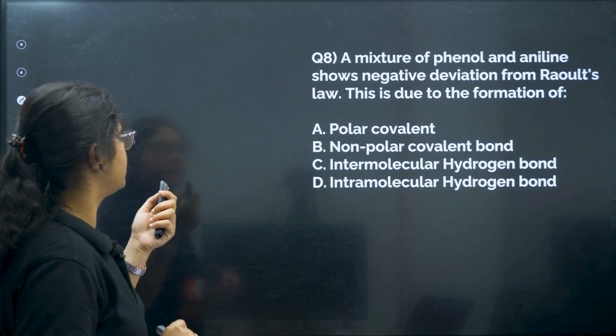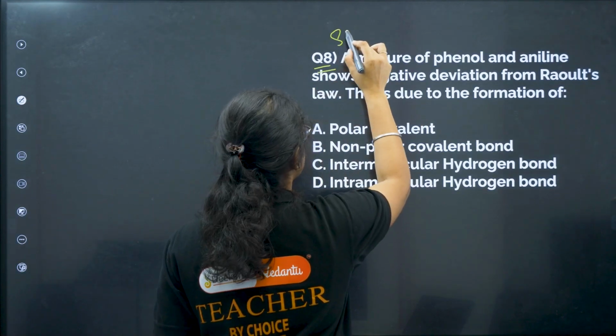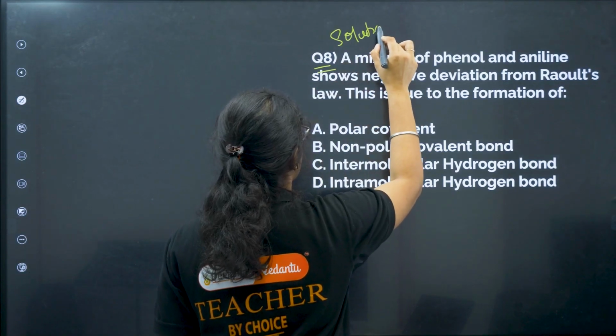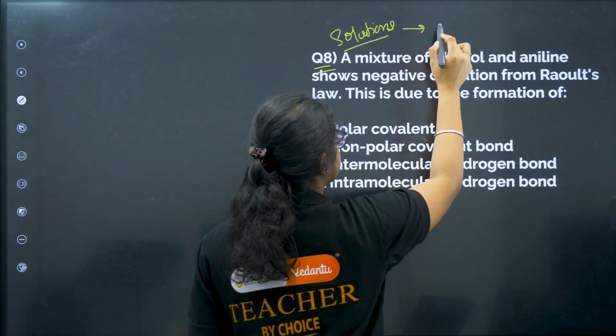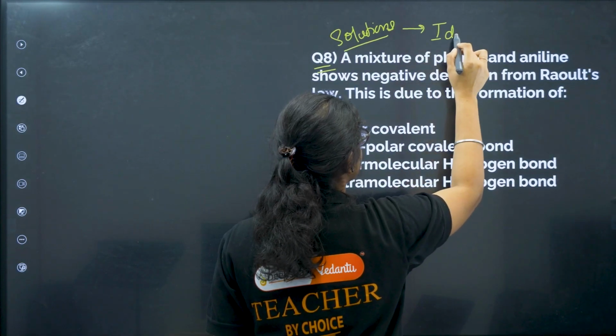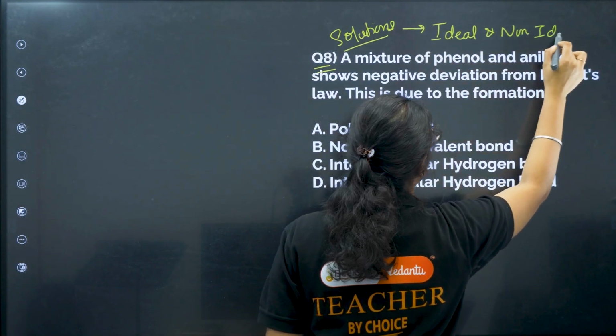Okay, now let us move to the next question here. Question number 8. Again, this question is from the solutions chapter. The topic here is deviation, right? So this is your ideal and non-ideal solution. Important topic, you get a lot of questions from here.